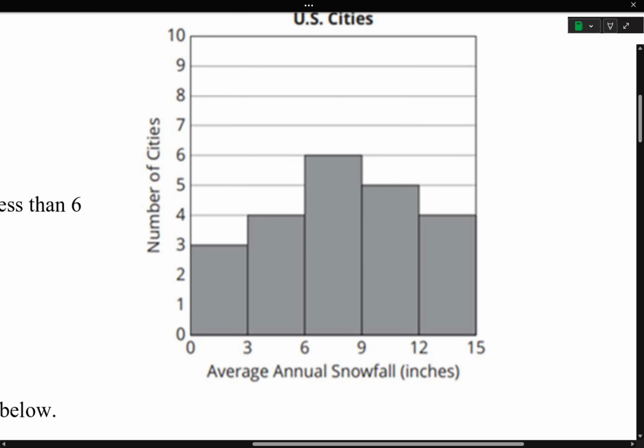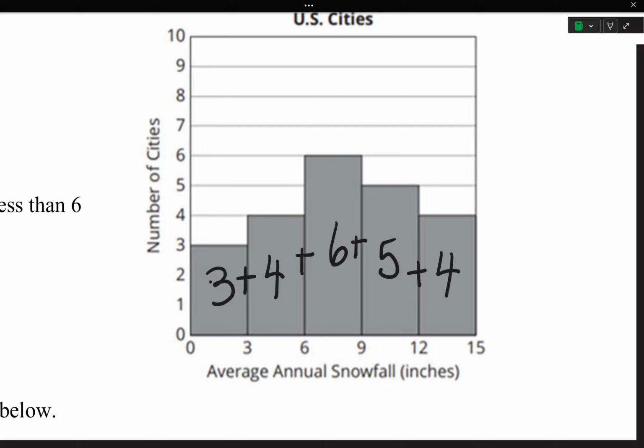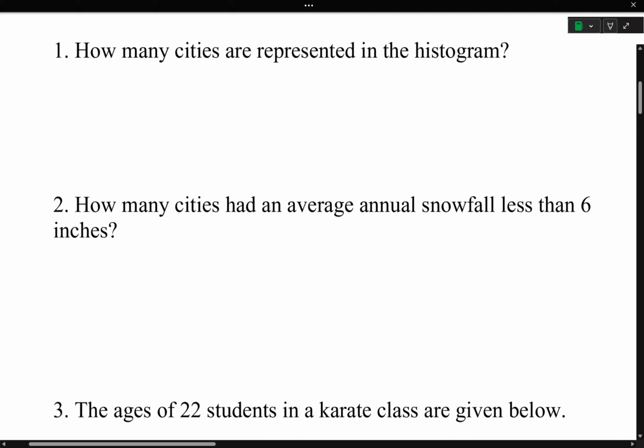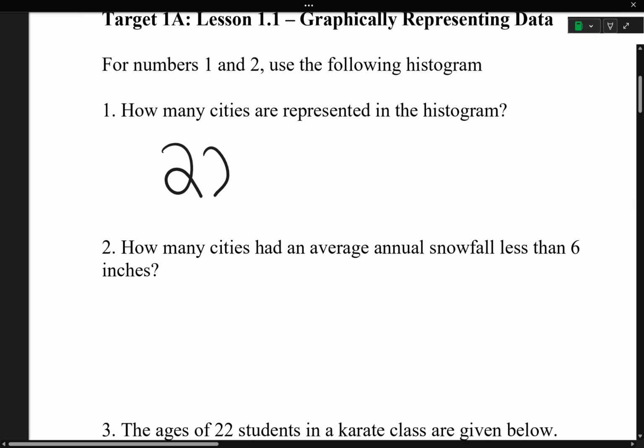In order to do that, we need to add up the number of cities that fall within each bar of the histogram. Alright, the first bar has 3 cities, then 4 cities, 6, 5, and 4. When we add them together, we get 22 cities.